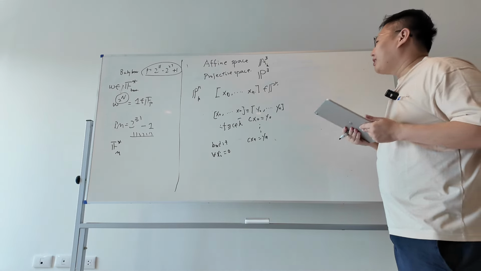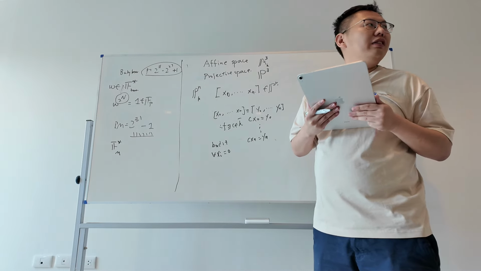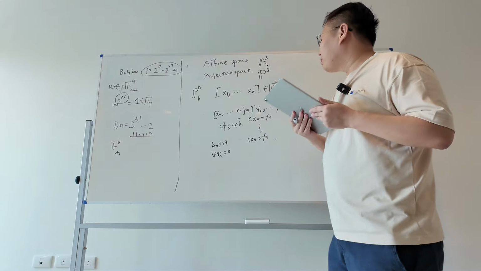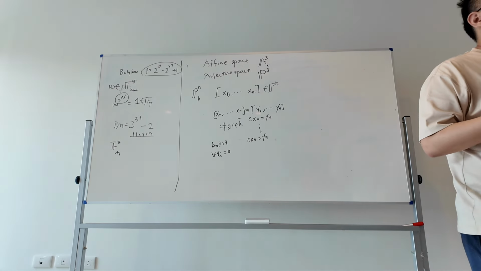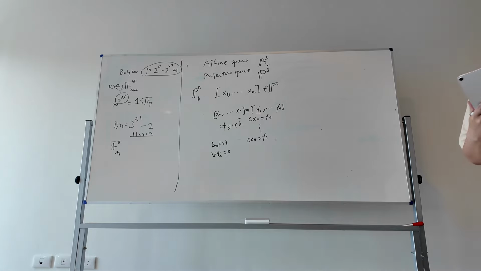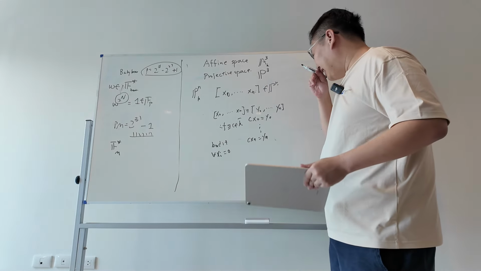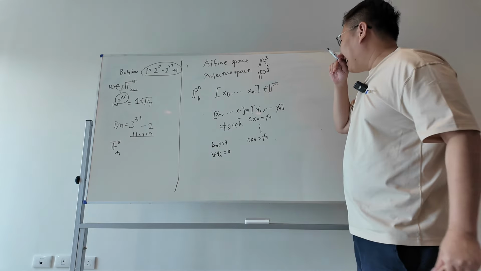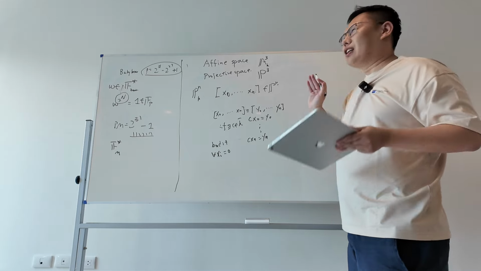So there's a relation with projective space and affine space. People want to study the point of infinity when we have a curve. We will show it later, but first I also want to talk about something called components.